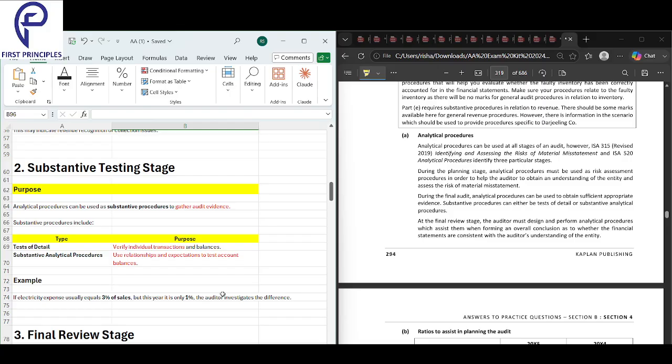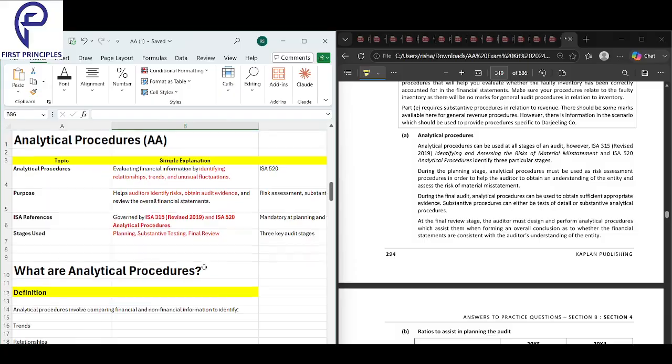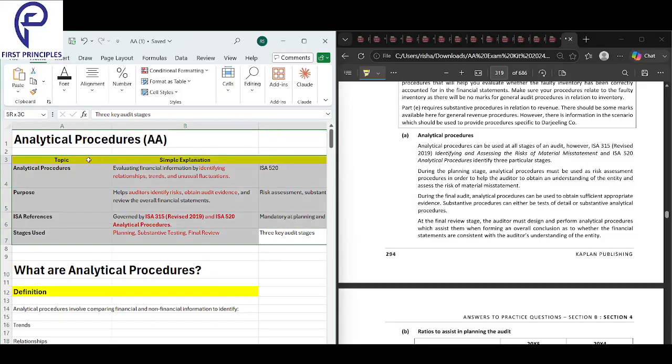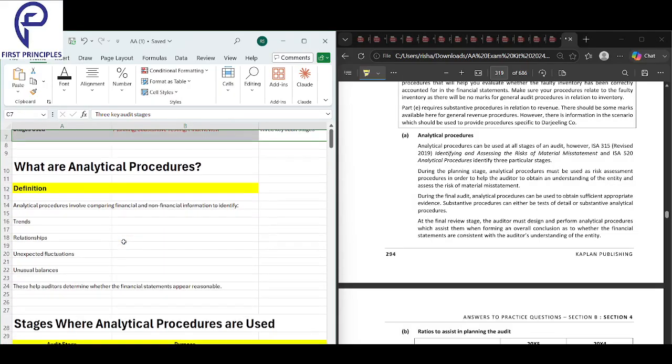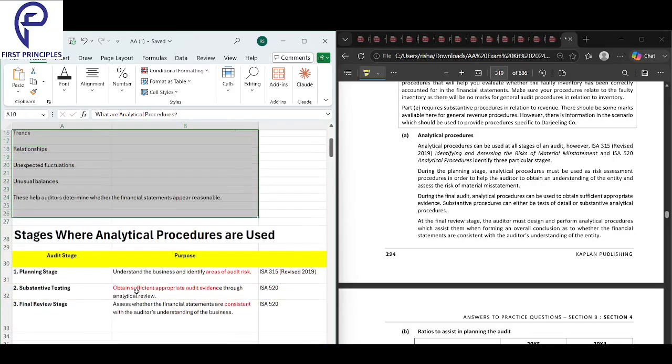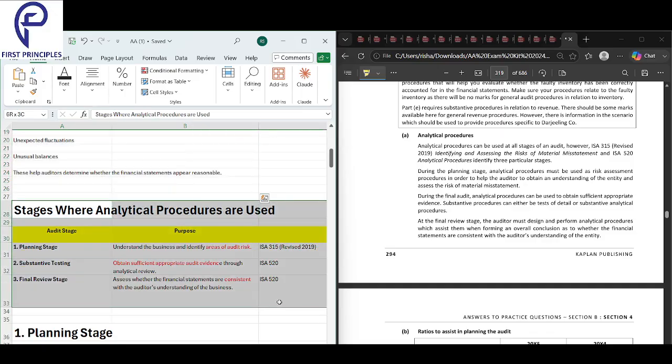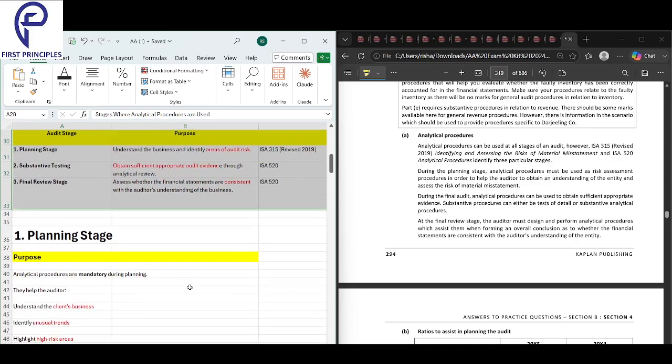Okay, so we finished the first part of the question, guys. What did we do first? We understood what analytical procedures are, the meaning, and the reason why we need to use them. Then we looked into the various stages in which analytical procedures are used: why it's used in the planning stage, how it is used in the substantive stage, and how it is used in the final review stage.